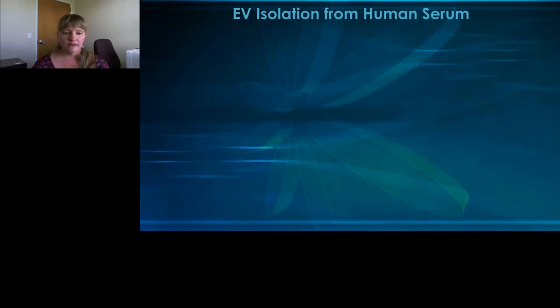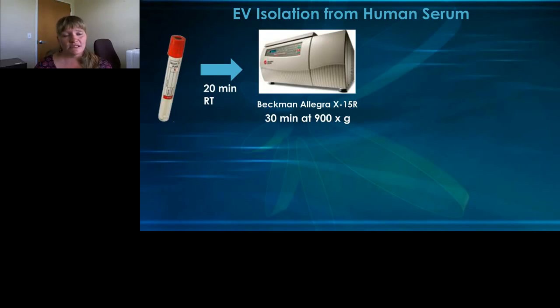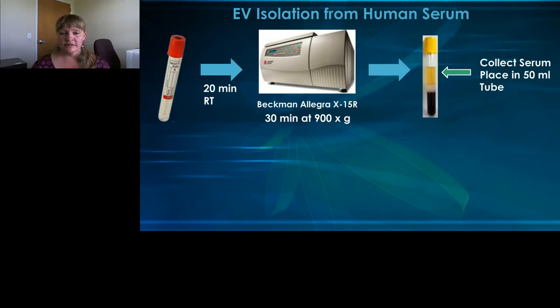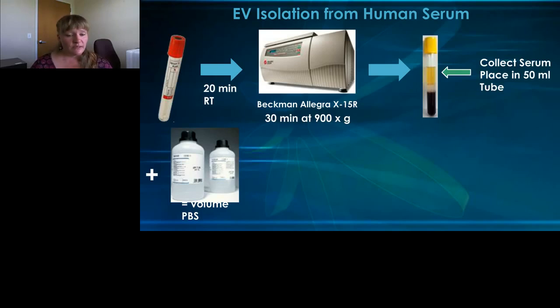the human serum is isolated in gel clotting tubes. It sits at room temperature for 20 minutes. Then it's spun for 30 minutes at 900 G on our Beckman Allegra, and the serum is removed from the tube. You have the gel clotting tube, and you place it in a 50 ml tube. Equal amounts of PBS are added.